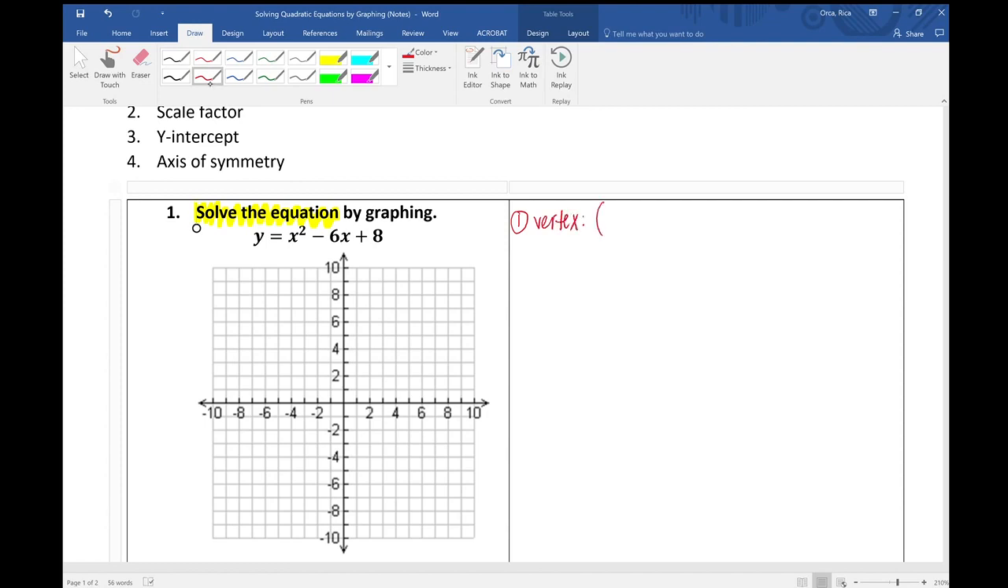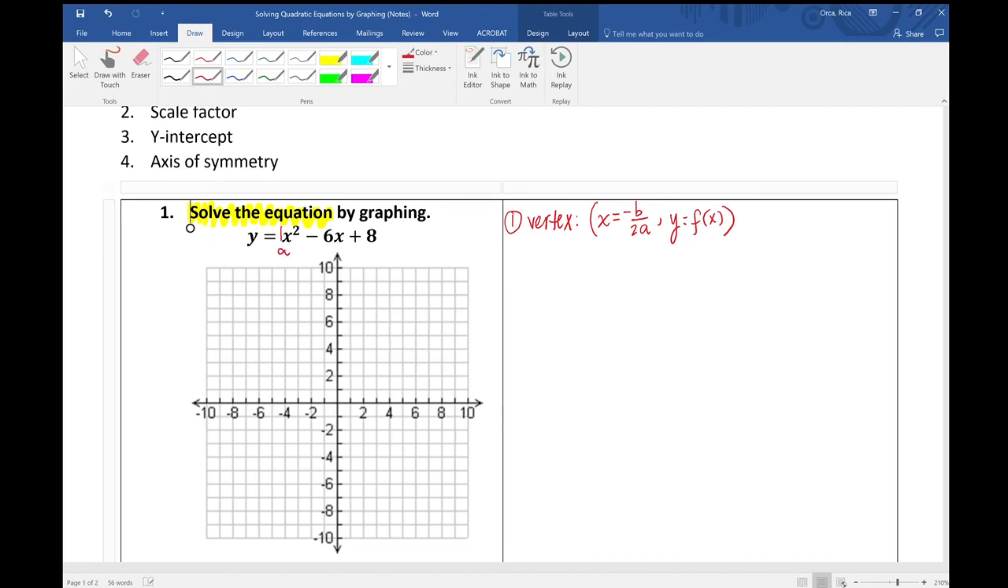So in case you forgot, to find the x-coordinate of the vertex, you're going to use x equals negative b over 2a, comma y equals f of x. Let's label our a, b, and c values. a is 1, b is negative 6, and c is positive 8.